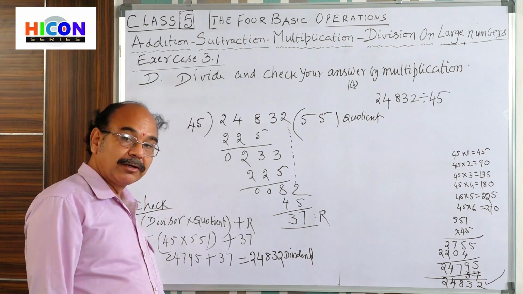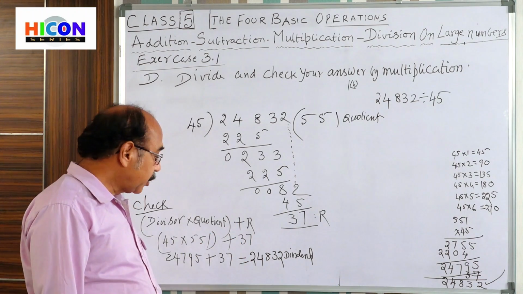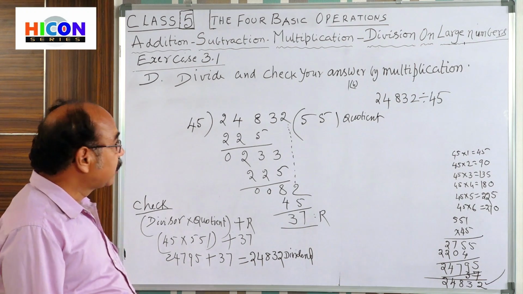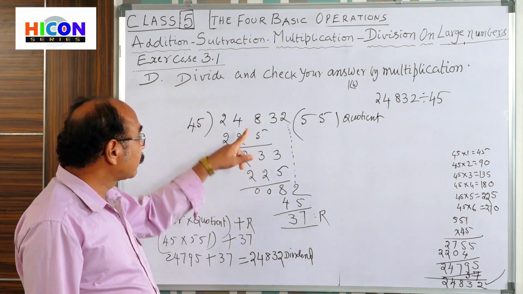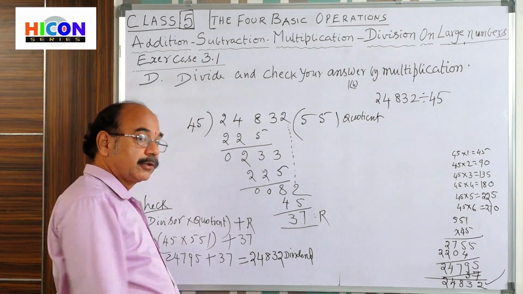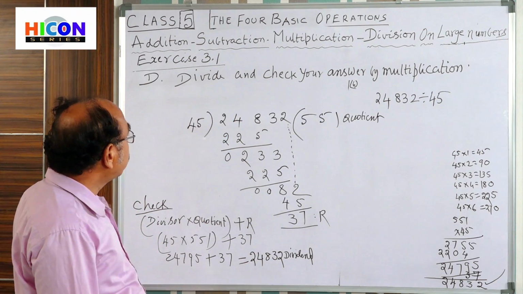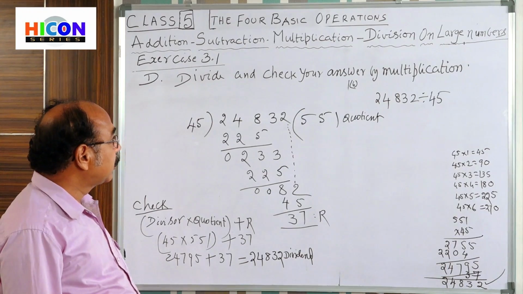Divisor into quotient plus remainder gives the dividend. This is the division. Okay, children.